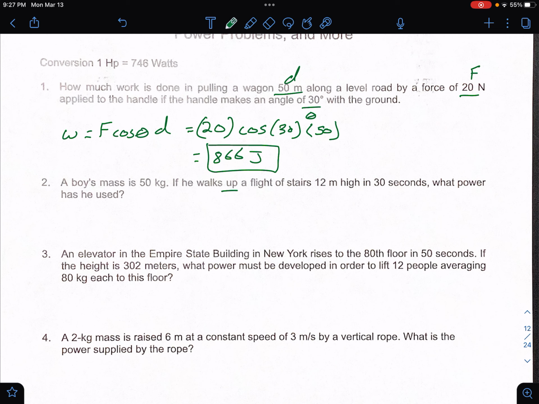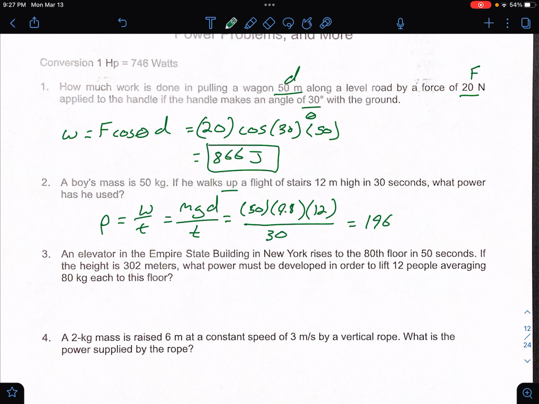So we're talking about going up. So now power equals work divided by time. I'm going to go ahead and plug in my work. So work equals mass times gravity times distance, since we're going up, over time. Okay, so mass would be 50. Gravity would be 9.8. Distance would be 12. And my time is 30 seconds. Okay, so divide all that out, and you get 196 watts.